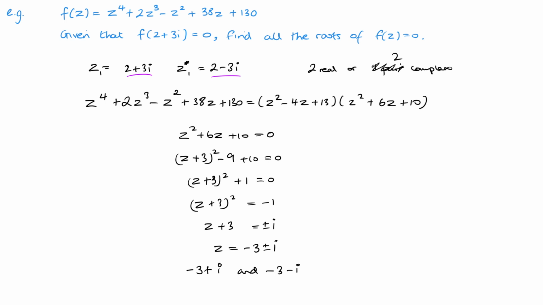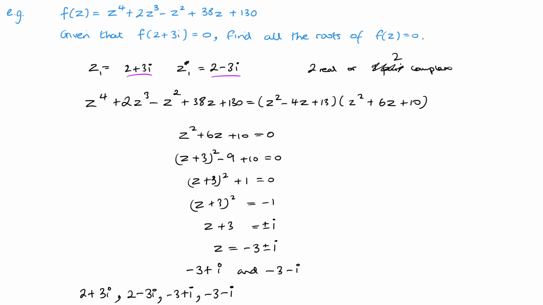When we talk about all our solutions, I would write them all down. So we get 2 plus 3i, 2 minus 3i, -3 plus i, -3 minus i. So in this case, we've ended up with 4 complex values. So 2 complex conjugate pairs, I should say it that way around. And that's all there is to it.